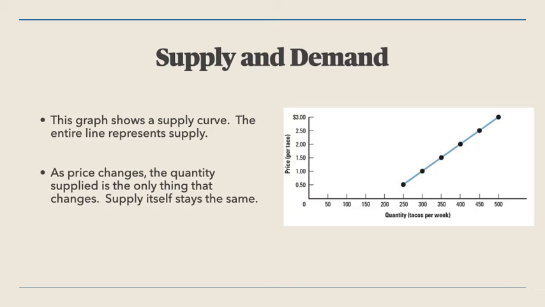Okay. So if this person is selling tacos at 50 cents, they're going to be willing to make 250 of them. If that goes up to $1.50, the supply curve stays the same, but the quantity supplied goes up to 350. So that idea of if price is the only thing changing, then quantity demanded changes, not necessarily the entire line. Later on in this set of notes, we're going to talk about how other things might make the entire line move.